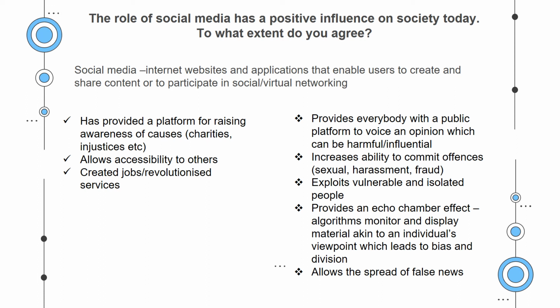It increases the ability to commit offences, could exploit vulnerable and isolated people, and provides an echo chamber effect. So what we naturally do, we may follow people, for example, or look at particular websites where the reporting is echoing what our beliefs are, if you like. We very much like a justification to our views. But what the algorithms of the internet do is that they pick that up and then they will keep showing you similar material. So it's what we call the echo chamber. Your views will always be reinforced by the content that you visit. More content will be shown in that same way. So is that a positive thing? I would say probably not.